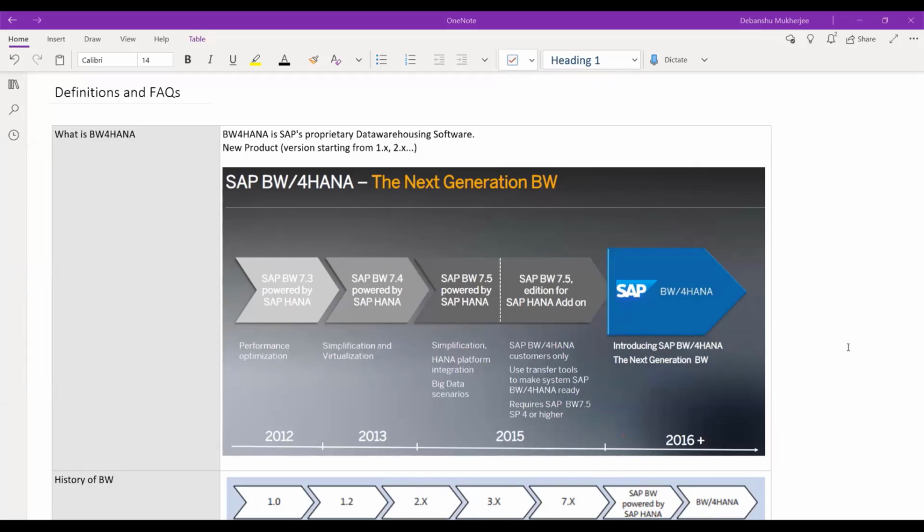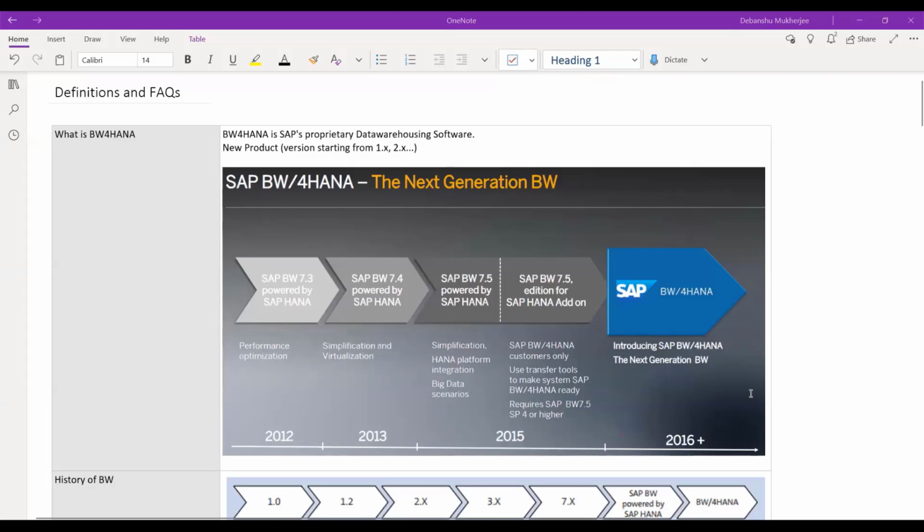So it was launched in 2012. First version was 7.3. Now you will see here the naming convention used is powered by HANA. Many of us get confused. What is the difference between on HANA and powered by HANA? The naming terminology is interchangeable, but it is one and the same thing. So if somebody says BW on HANA or BW powered by HANA, it's one and the same thing. So BW 7.3 on SAP HANA was launched in 2012.